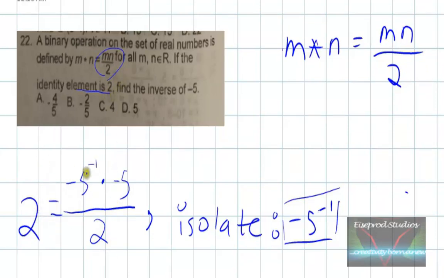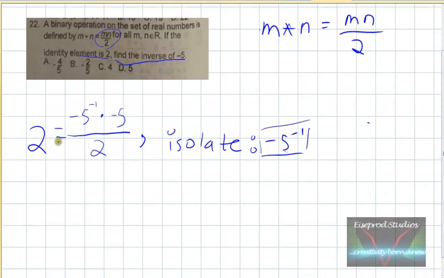So you look at this and you think, okay, I have this all written out. There's all numbers. What do I do? I can't solve for a variable, so where do I go from here? Well, what they want is to find the inverse of negative 5. So what we're going to do is literally isolate negative 5 inverse.